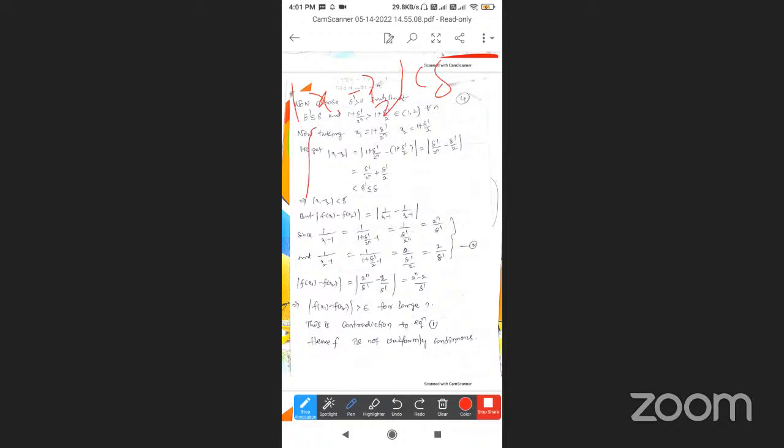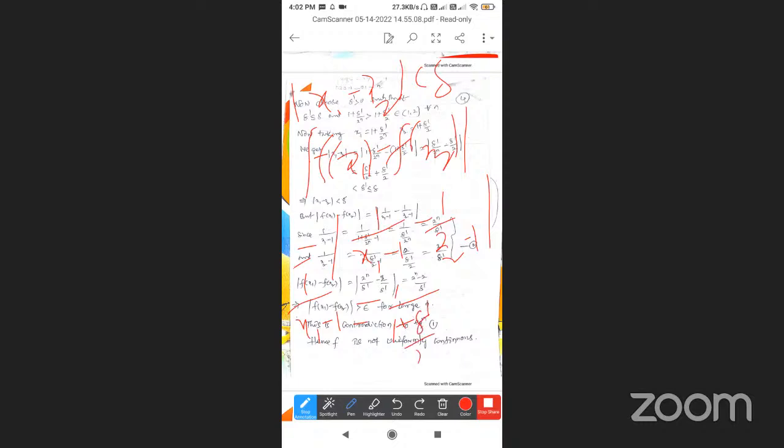Next, verify f of x1 minus f of x2. This is 1 by x1 minus 1 minus 1 by x2 minus 1. What are x1 and x2? I am choosing them as above. First, x1 gives 1 by x1 minus 1, which is 1 by 1 plus delta dash by 2 power n minus 1.